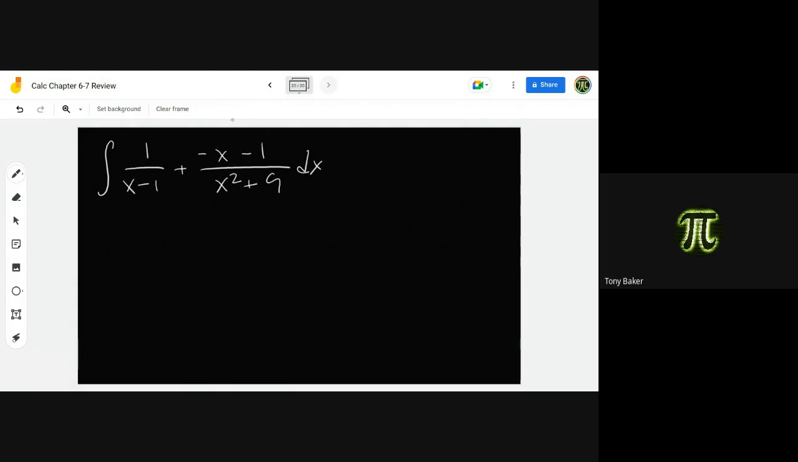All right. So now the next thing we have to do is break up that. So I have 1 over x minus 1 minus x over x squared plus 9 minus 1 over x squared plus 9 dx. All right, so now we've got to do our integral. So 1 over x minus 1 is just ln of x minus 1.